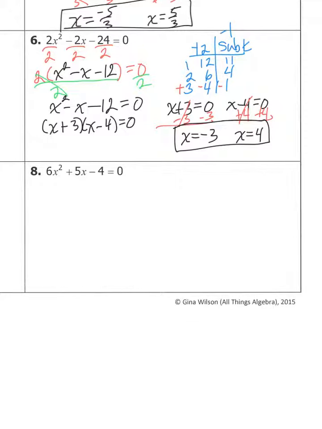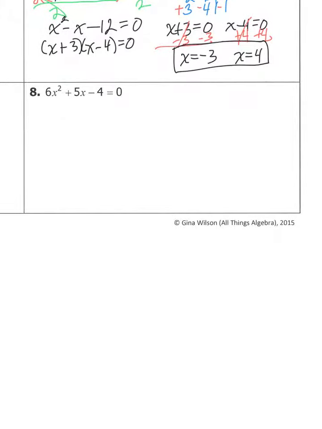There you go. All right, the last one on this page that we're going to do is 8. With 8, you can go ahead and pause the video and try it if you would like, but I'm just bringing this one to your attention because it does require the swing factoring. There is no GCF. So you can pause the video or go along with me.